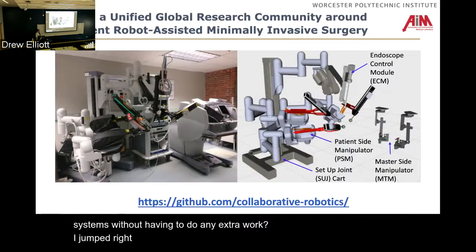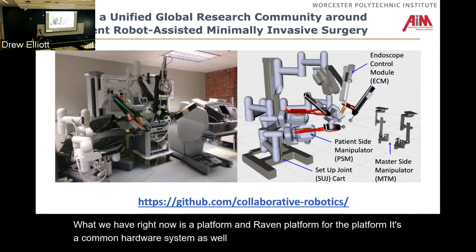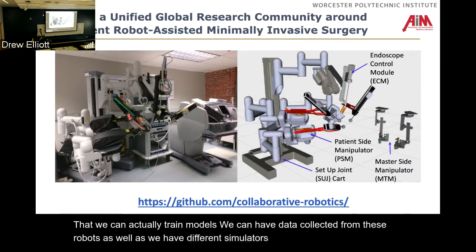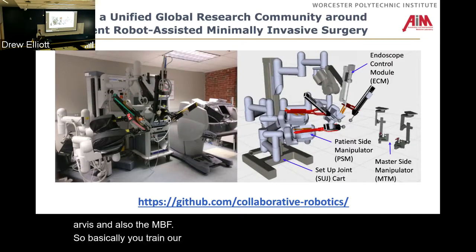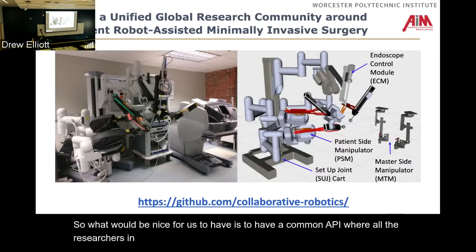So what we have right now is a DVRK platform and Raven platform. The DVRK platform is a common hardware system as well as a software system using the SAW library, on which we can train models. We can collect data from these robots, and we also have different simulators, including Gazebo, RViz, and also the AMBF, to train our models there. What would be nice for us is to have a common API that all the researchers in the field can use to train models, collect the data, and then share it with the community.